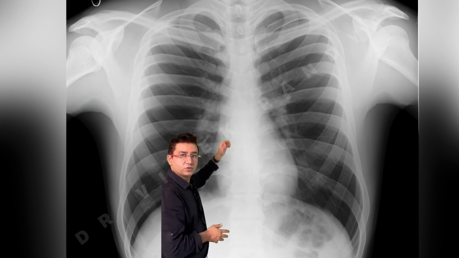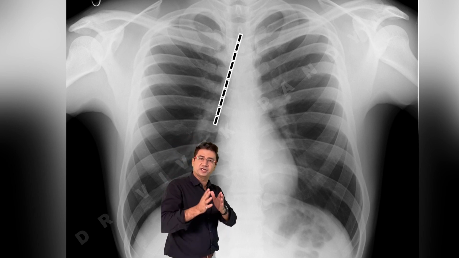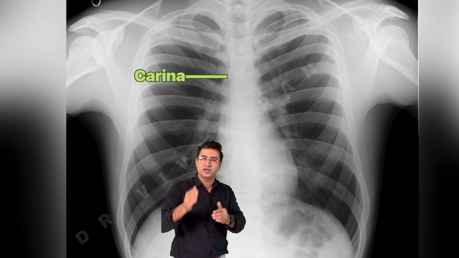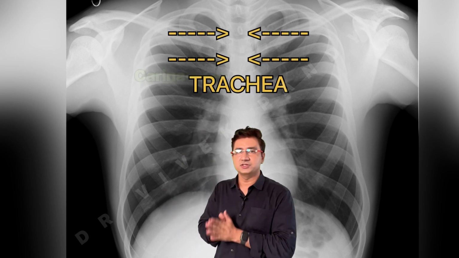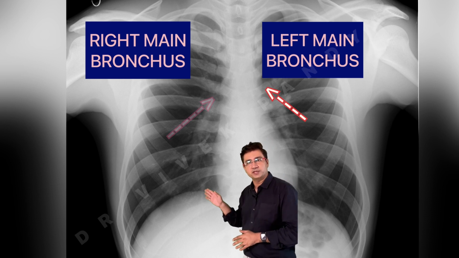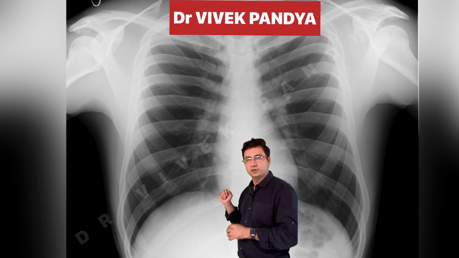Above the hila there is one central black shadow which bifurcates into the two main bronchi. That is the trachea, which bifurcates into the right and left main bronchus. The right bronchus is slightly straight and in continuity with the trachea, while the left is slightly angulated.